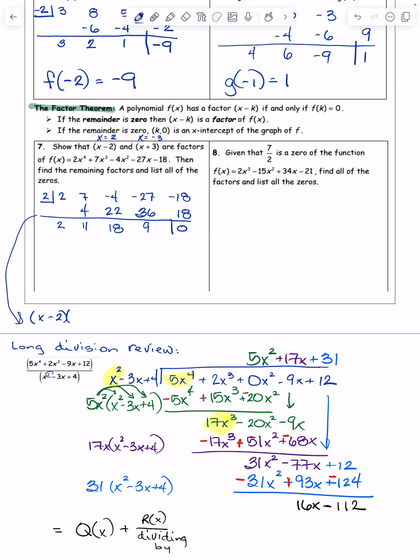Okay, sorry for the interruption. Here's part 2 of the notes. So we know x minus 2 is a factor because our remainder here is 0.